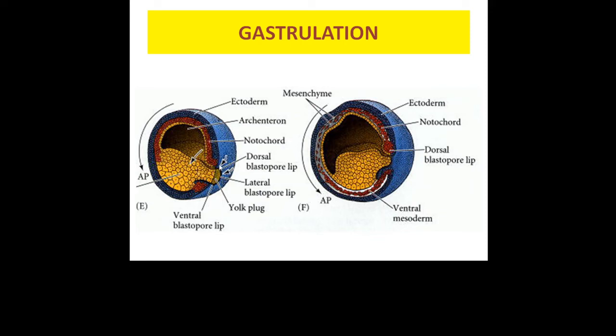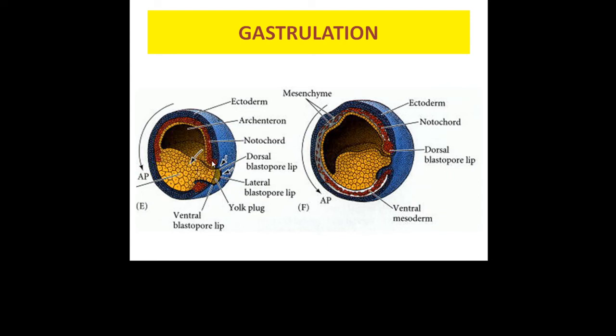Also, the dorsal lip gradually extends on the sides, forming the lateral blastopore lip, and on the ventral side also forming the ventral blastopore lip. The endodermal cells which are then visible through this blastopore are called the yolk plug. The dorsal mesodermal cells which involute form the future notochord. The cavity is the archenteron.